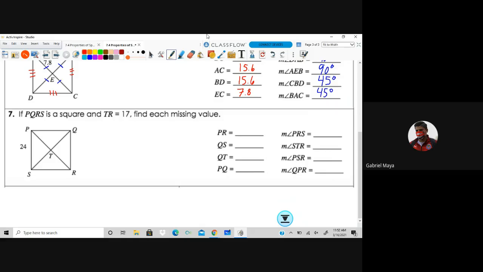All right, it's 52. All right, fun. Let's use purple for this. I was gonna use a pink one, but I'll save that for tomorrow. All right. So PQRS is a square and TR is 17. Find each missing value. All right, what's PR?